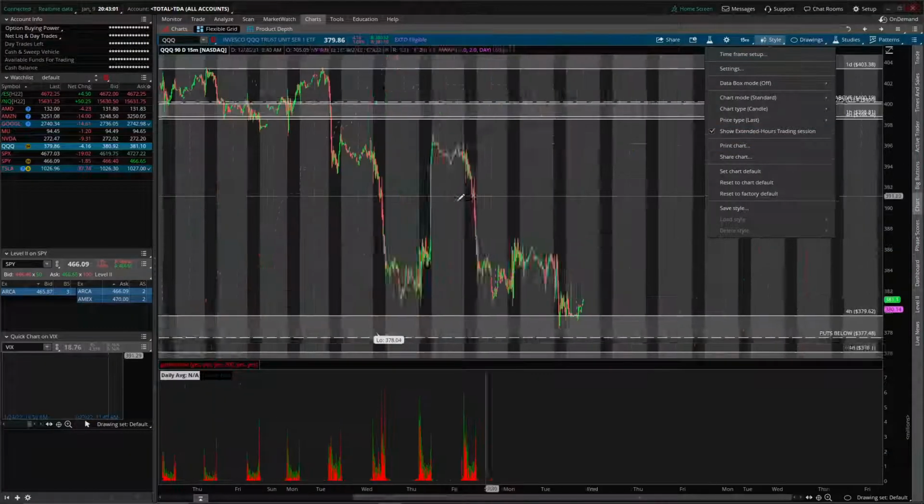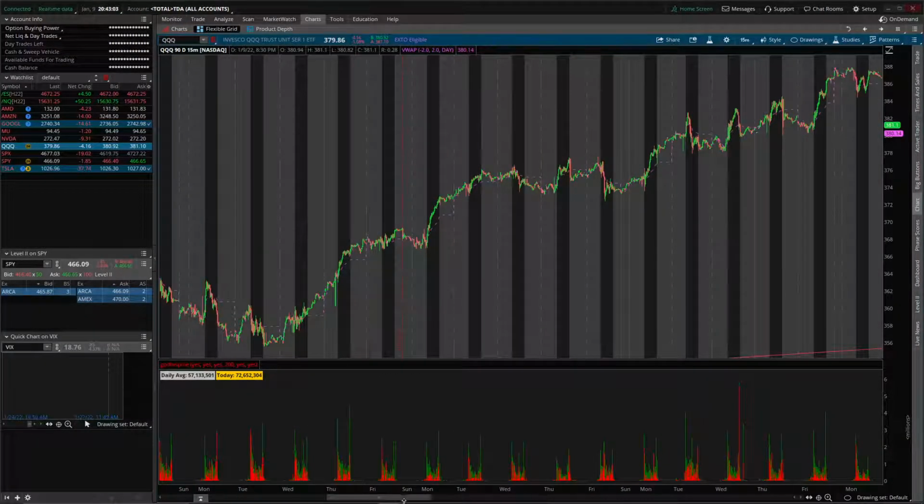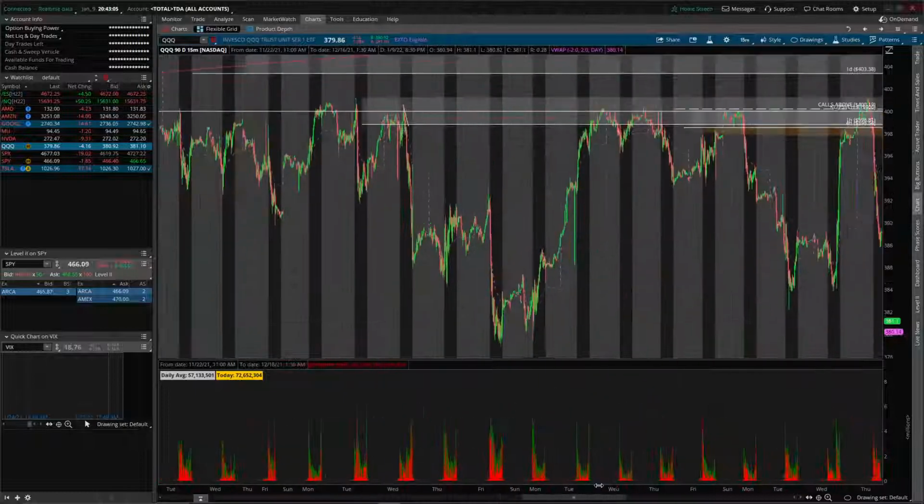And we just turn on the extended hours to show you what it would look like in the pre-market if you were looking at this zone.